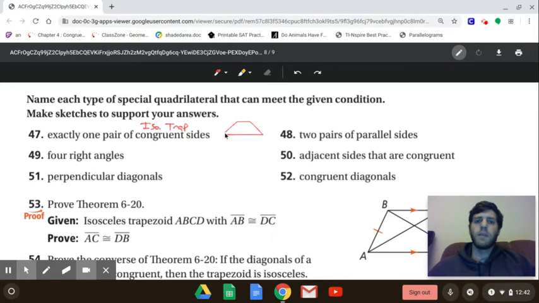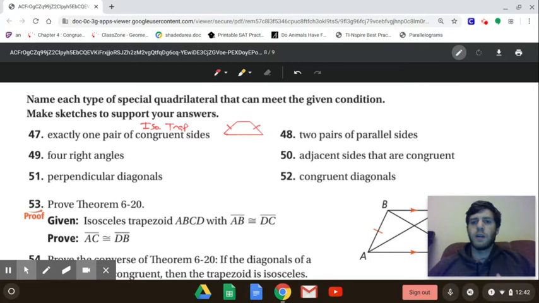Right. If we have an isosceles trapezoid, our legs are congruent. So we would have exactly one pair of congruent sides. Okay, so isosceles trapezoid is going to be our only answer for that one. Okay, 48, two pairs of parallel sides.